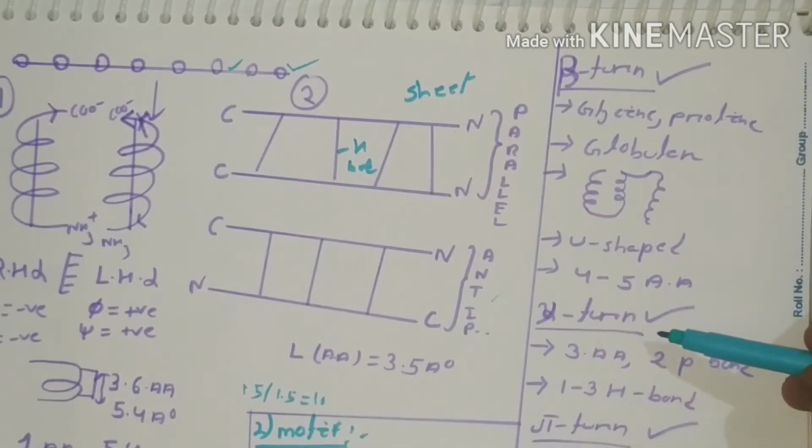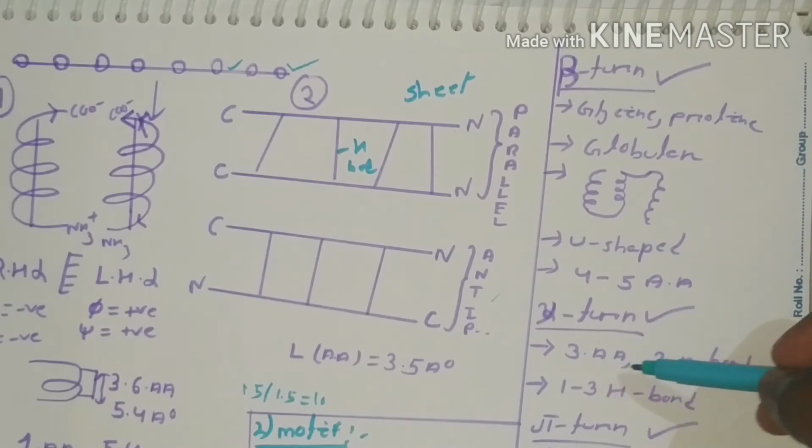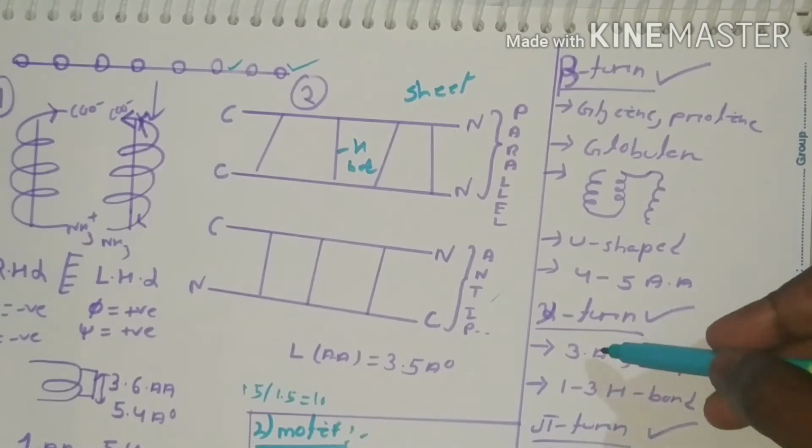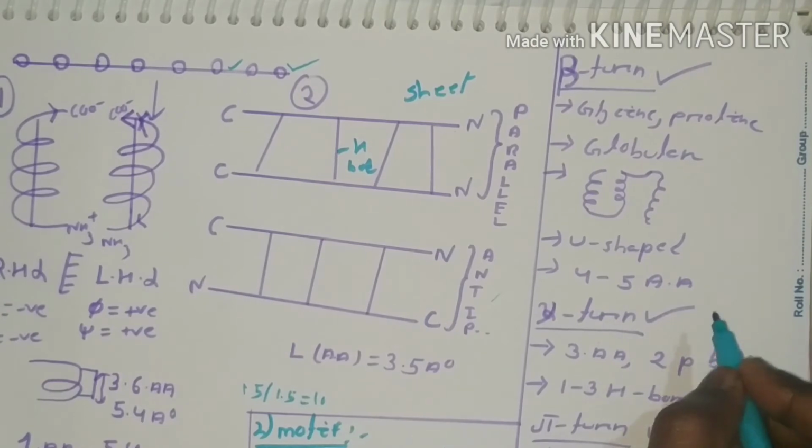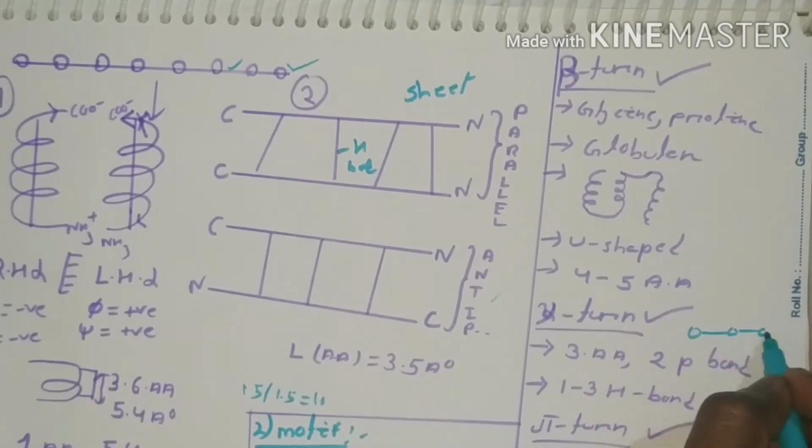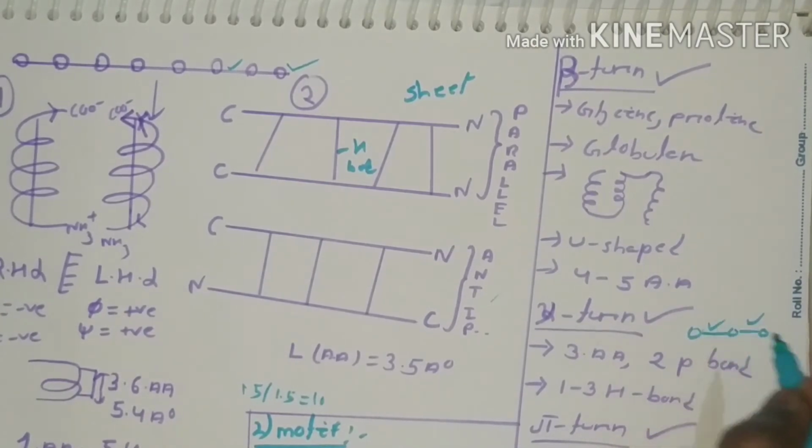Then comes the gamma turn. The gamma turn has 3 amino acids. Among these 3 amino acids there will be 2 peptide bonds, and the H bond will be present between the first and third amino acid.